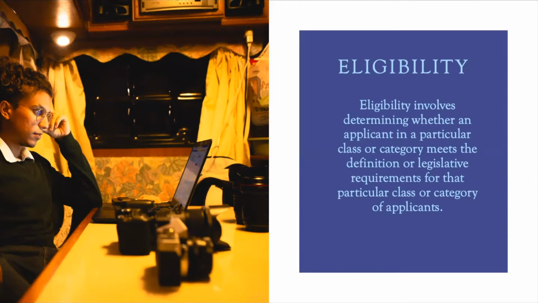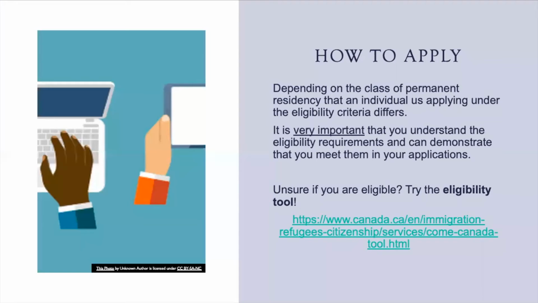Before we move on to how to apply for permanent residency, we first need to understand the term eligibility. Eligibility involves determining whether an applicant in a particular class or category meets the definition or legislative requirements for that class or category of applicants. But simply put, it means whether or not you fit the criteria to be able to come over under that class. So this is a very important step of applications and definitely one that you want to take your time on. If you're unsure about your eligibility or what class is right for you, I have here a really great tool to help you determine which permanent residency stream is best for you.